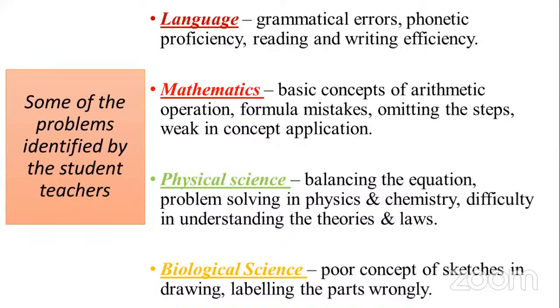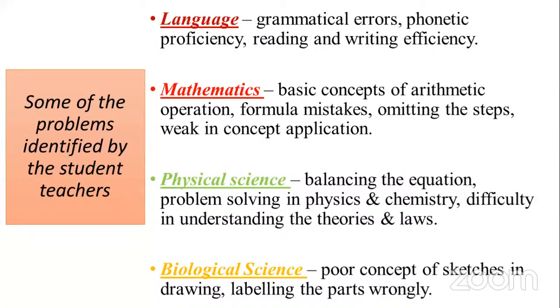For mathematics, I'm giving some examples. You can also share in the chat box where you face problems. In mathematics, students make mistakes in basic concepts of arithmetic operations, formula mistakes, and omitting steps. The steps are very important. They also make mistakes in putting mathematical signs, like plus, minus, multiplication, and division. Some will have a learning disability, but that is a different problem. Here, some students mistakenly omit the steps in mathematics.